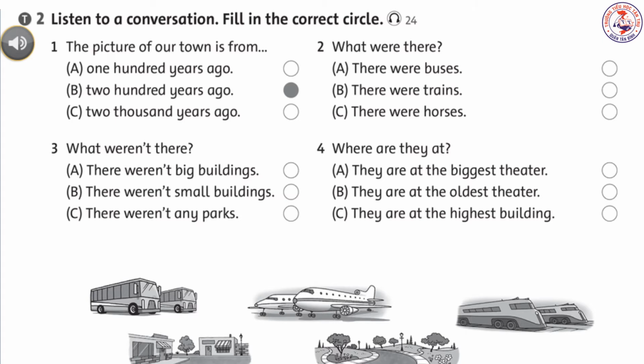Look at the pictures of our town. Our town has a history. Yes. When is this picture from? Is it from 100 years ago? No, it was 200 years ago. Wow. Our town is very old. 1. The picture of our town is from A. 100 years ago. B. 200 years ago. C. 2,000 years ago.